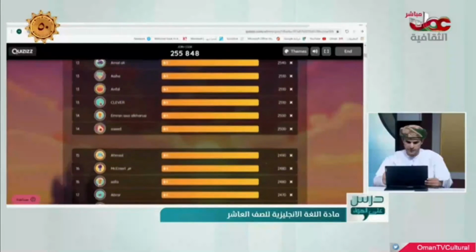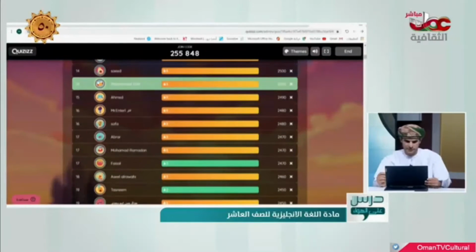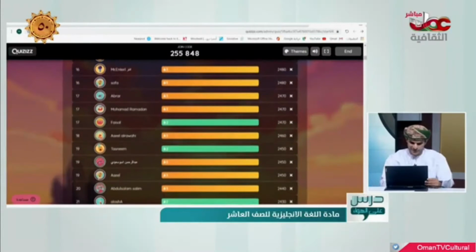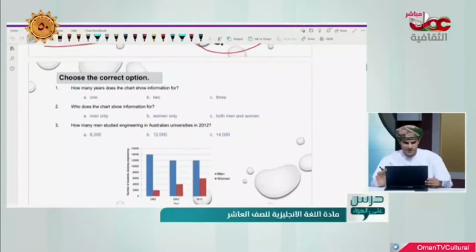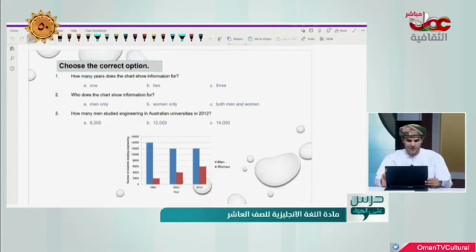Okay, we have plenty of students who get them all correct. Well done. Let's continue our lesson. Well done, guys. Okay, so you get the questions. How many years does the chart show? Of course. And who does the chart show information for? Men, women, or both? And how many men study engineering in Australian universities?